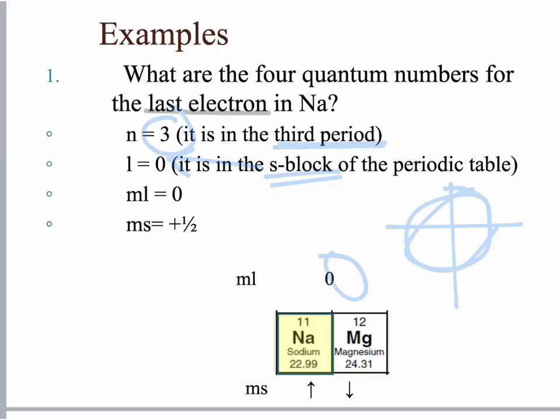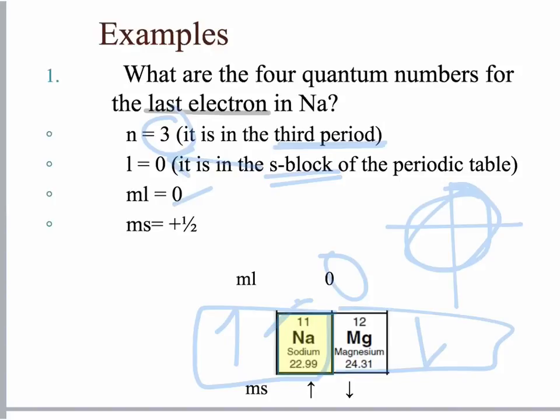It can only have one orientation. So M sub L equals that one orientation, which is 0. The last one is the spin. The first half of the blocks always spin up. The second half of the blocks always spin down. If you remember back to the previous example, the P group spins up, up, up, and then down, down, down. So in the case of sodium, sodium is in the first half of the block, so it has a magnetic spin of up.